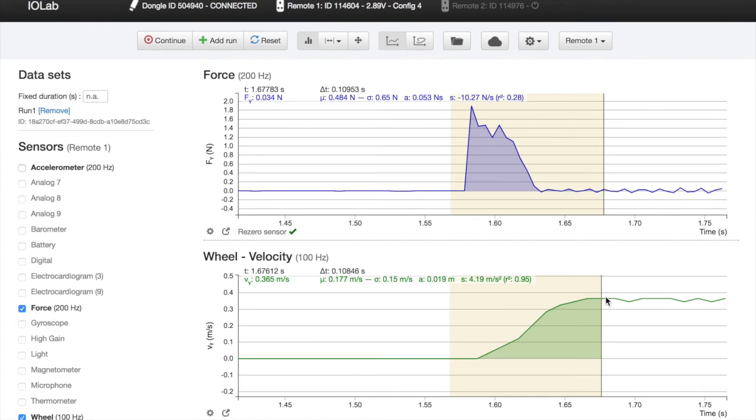So now you should have all the information you need to calculate m, and you should compare this m value to the actual mass of the IOLab object.